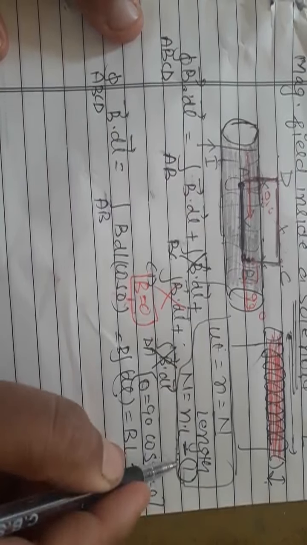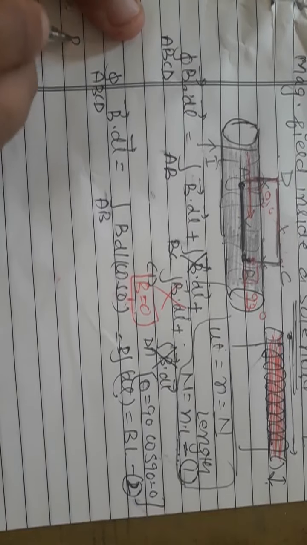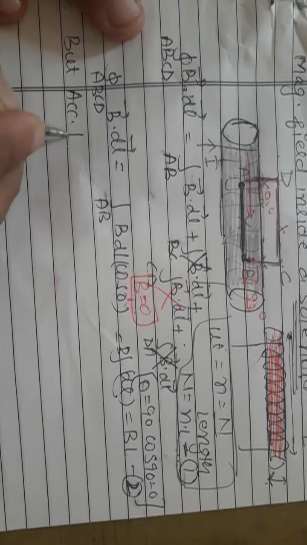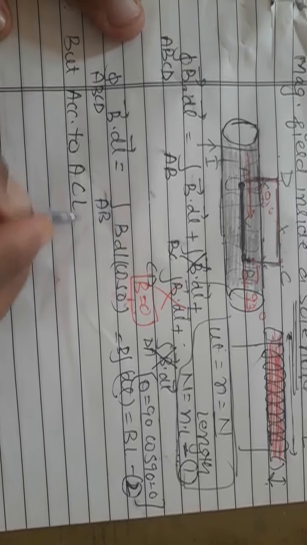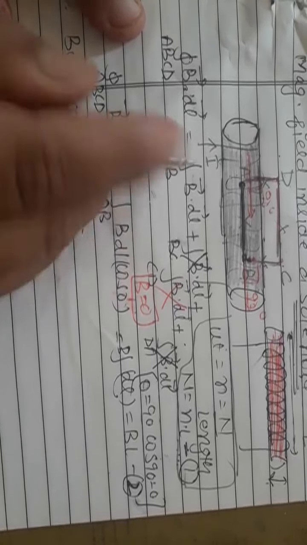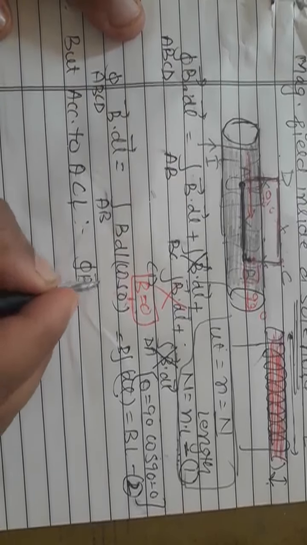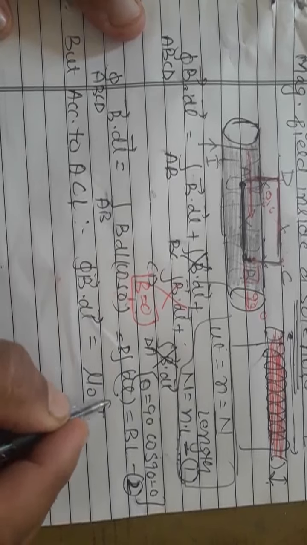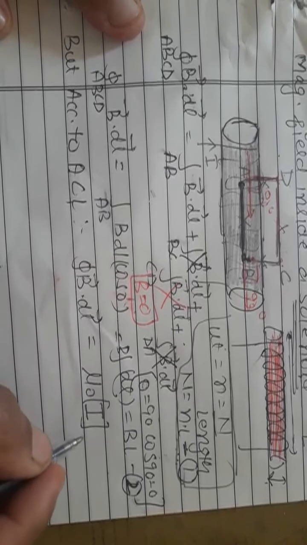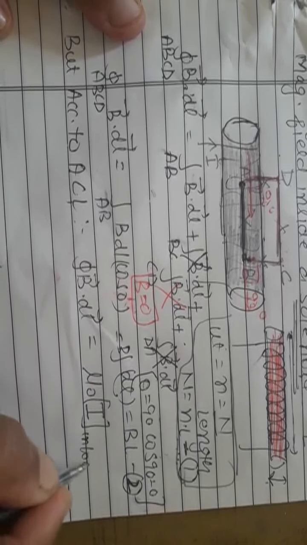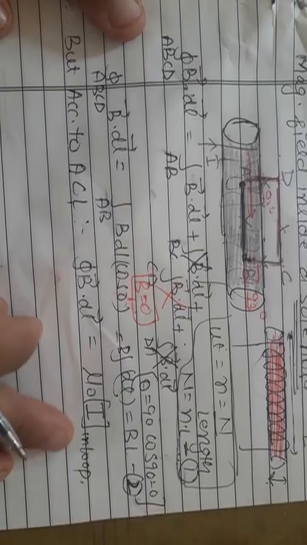One we have written in this one, equation number 2. But what will be according to Ampere's circuital law? Just above we proved that in any loop it will be B dot dl equal to mu naught I. Which I? I is the current in that loop.